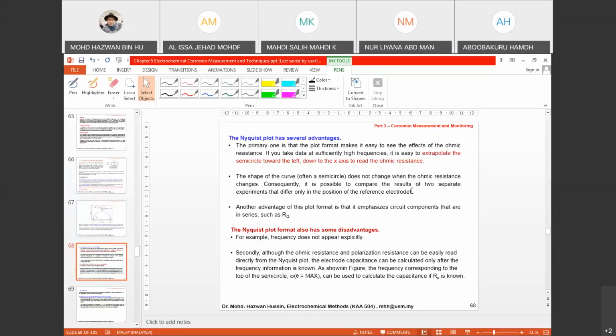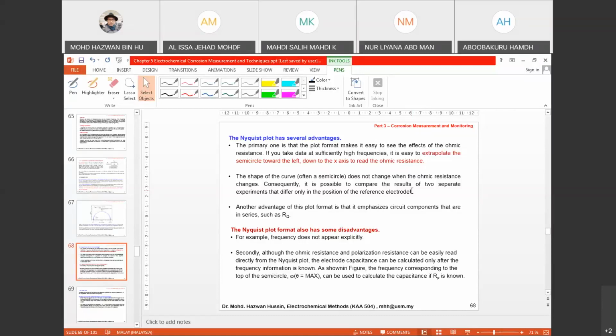If you take the data at sufficiently high frequency, it is easy to extrapolate the semicircle to the left, down to the x-axis, to read the ohmic resistance. The shape of the curve, often a semicircle, does not change when the ohmic resistance changes. Consequently, it is possible to compare the results of two separate experiments that differ only in the position of the reference electrode. Okay. The other advantage of this plot is that it emphasizes the circuit components that are in series.